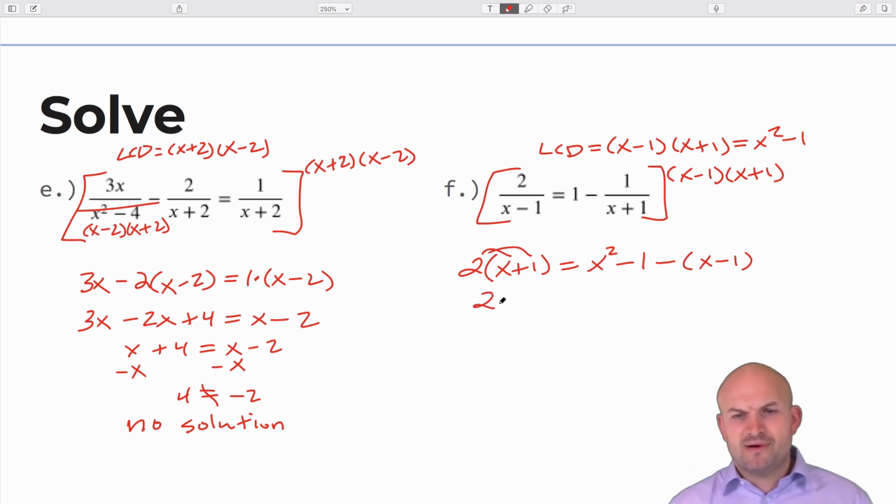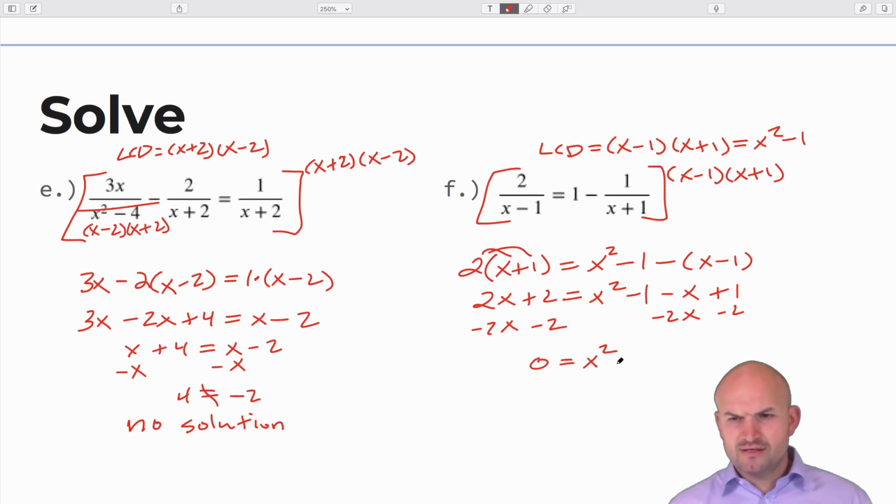Okay, let's use the distributive property here. 2x plus 2 equals x squared minus 1 minus x plus 1. Let's subtract the 2x from both sides. Let's subtract the 2 from both sides. So I get 0 equals x squared minus 3x.